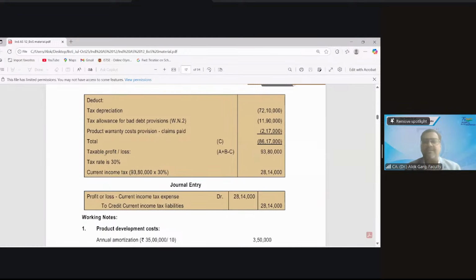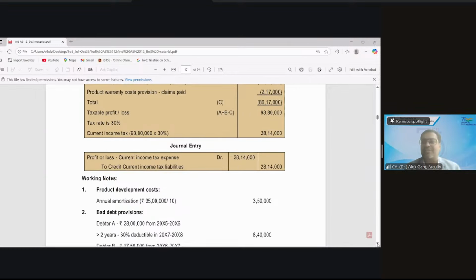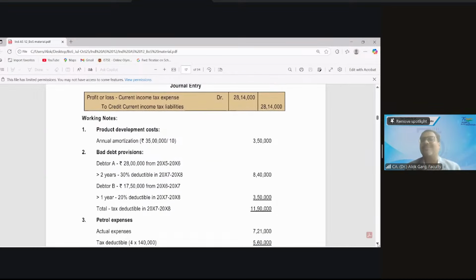Your current income tax rate is 30%. So your current income tax is computed at 28,14,000. And what is the accounting entry? Current income tax expense account debit to current income tax liabilities, or provision for current tax expense account debit to provision for current tax liabilities. Okay. So the intent of the question is to show you the journal entry, and for that the question is such a big question and is showing you the computation.